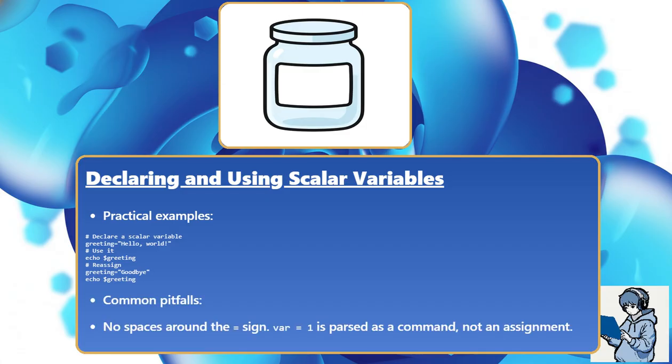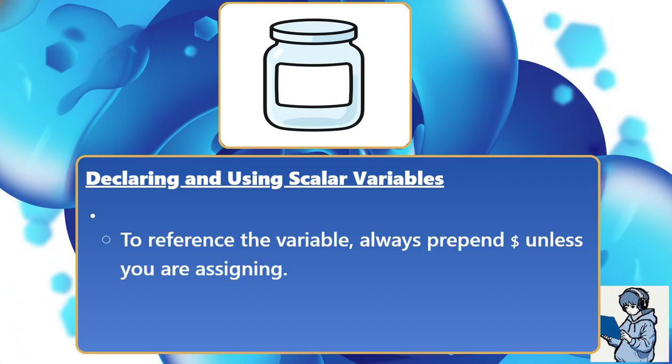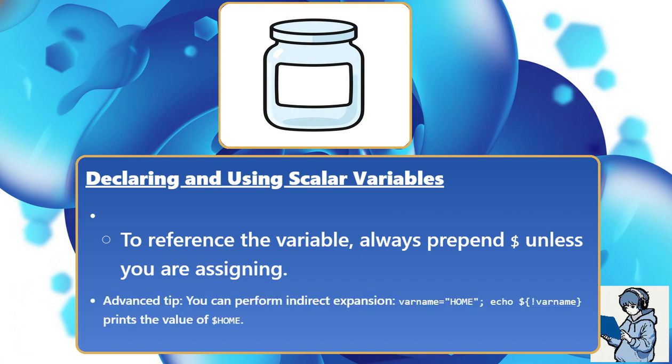var = 1 is parsed as a command, not an assignment. Use double quotes when the value contains spaces or special characters. To reference the variable, always prepend $ unless you are assigning. You can perform indirect expansion. varname=home. echo ${!varname} prints the value of $home.